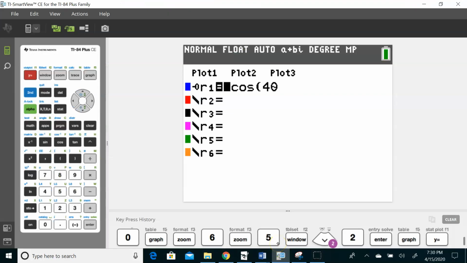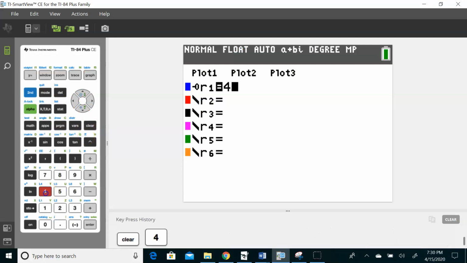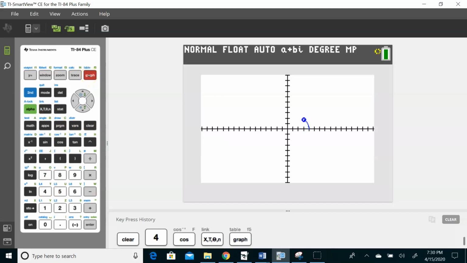So here's my calculator. I can clear this out and do 4 cosine theta, and I can graph it. I've already set up my window to be good, and there we go. It is a circle, and it looks like its center is 2, 0, drawing twice.